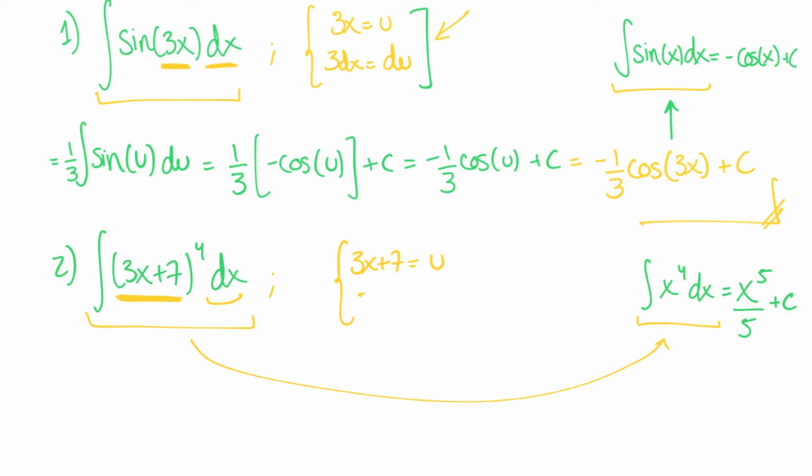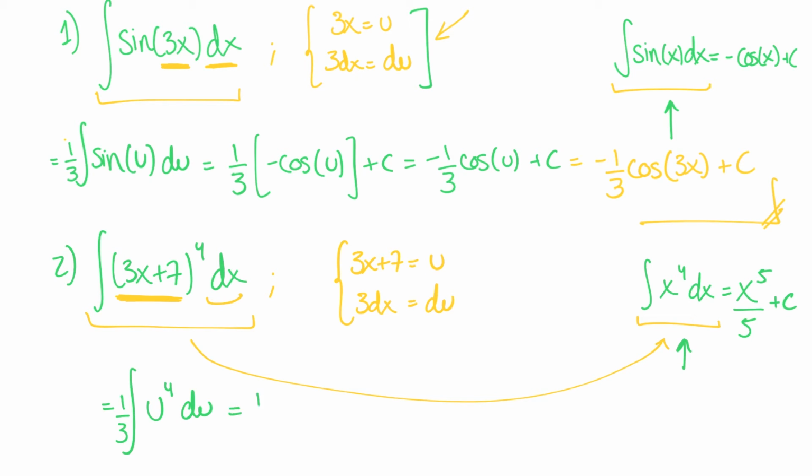So 3dx on this side, and here du. And that's it. So now I substitute that and see what I get. I'm going to have the integral of u to the power 4, and then du and a 1/3 over here. And I realize that I have this very integral once again.